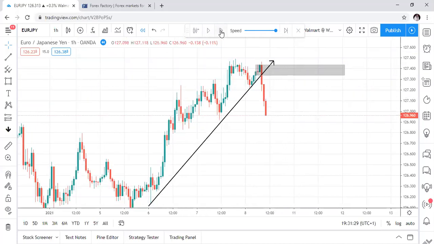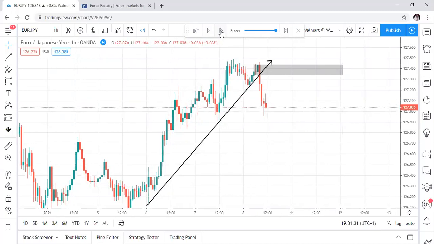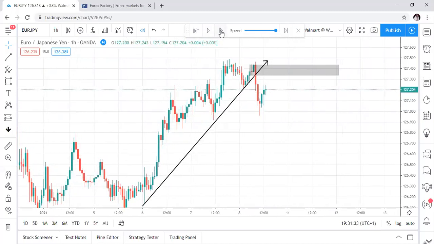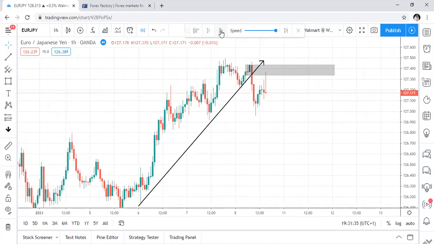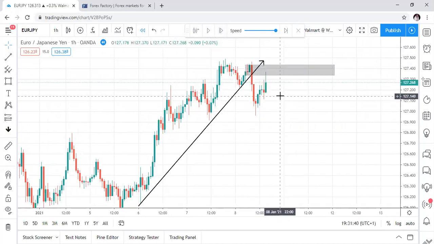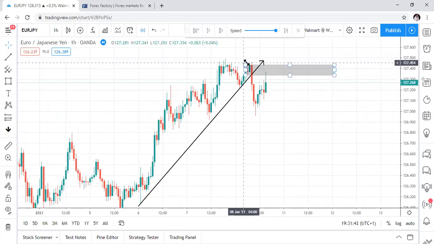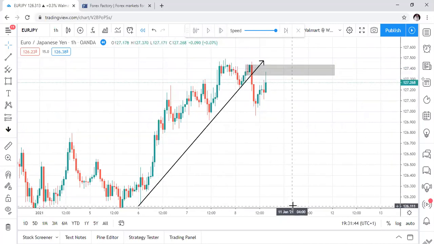You see it? The market must go back. It must touch it, because the liquidity has been taken. So if you don't get this place, you get here.